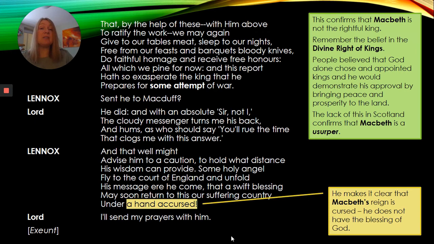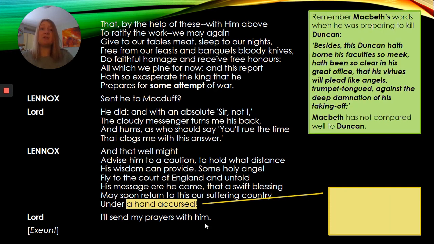We've used that word in previous tutorials. Remember Macbeth's words when he was preparing to kill Duncan. He said, "This Duncan has borne his faculty so meek, hath been so clear in his great office, that his virtues plead like angels, trumpet-tongued against the deep damnation of his taking off."